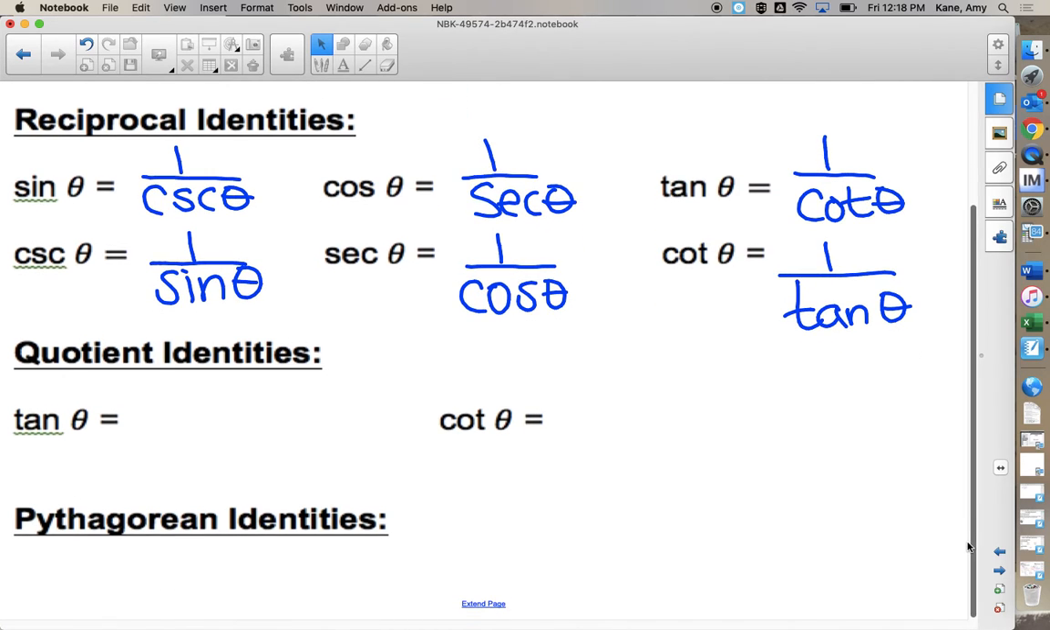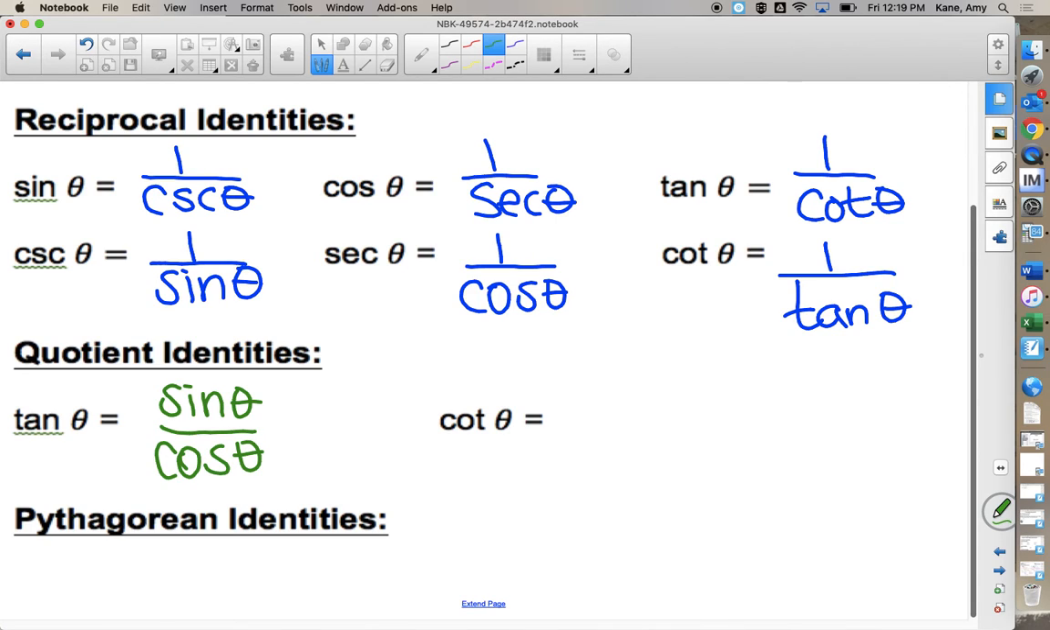The next 2 are the quotient identities. And the tangent one was the second to last term on the front of the trig packet. So it's different from a reciprocal, because reciprocal is 1 over something. A quotient is literally 1 function divided by another function. So what 2 functions make the tangent? Julia? Sine and cosine. So sine over cosine, or y over x on the unit circle, really sine over cosine, is how you find tangent. So if I know y and x, I can find tangent, which is really sine and cosine.